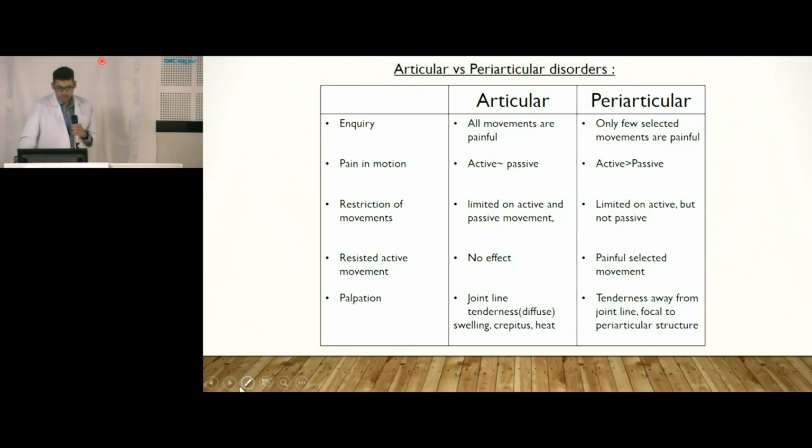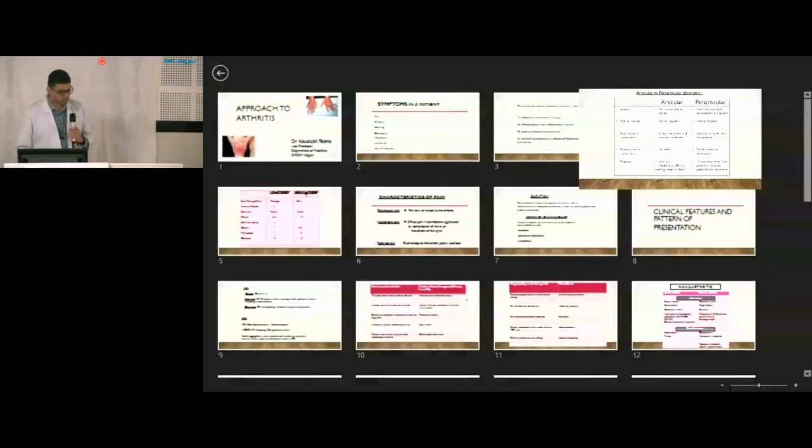Restriction of active movements has no effect because the pain is coming from inside, so definitely not much relief would be there, but subjectively some relief would be there if at all rest is provided. And on palpation, the joint line palpation, like what I explained to you about arthritis, so it would be surrounding that joint. The inflammation and the signs of inflammation won't be going away from the joint line. Okay. So this is the major difference between articular and periarticular.